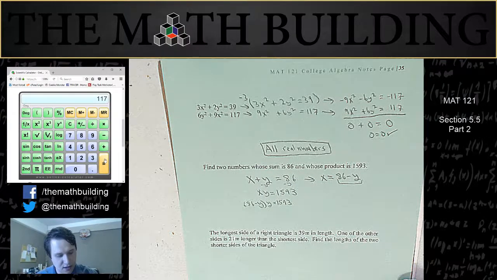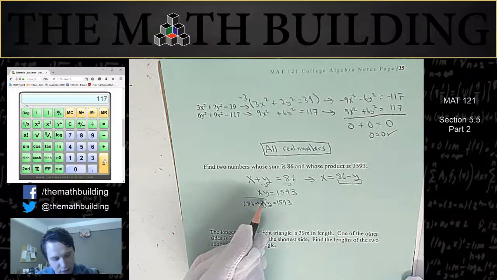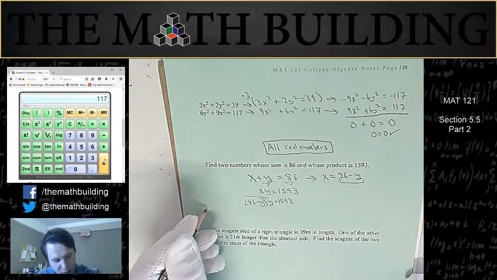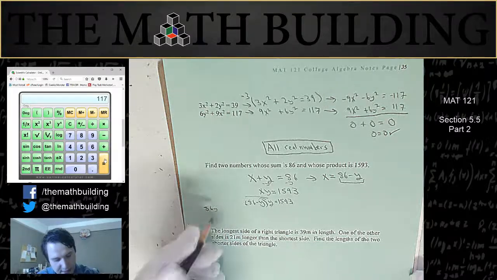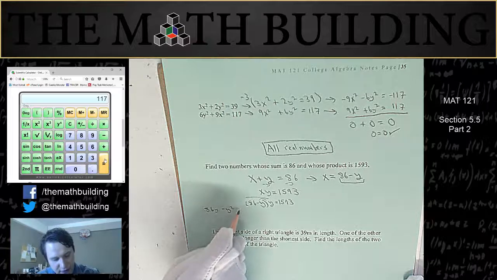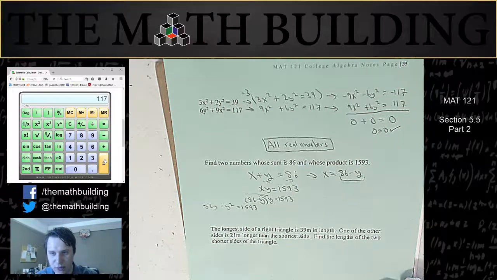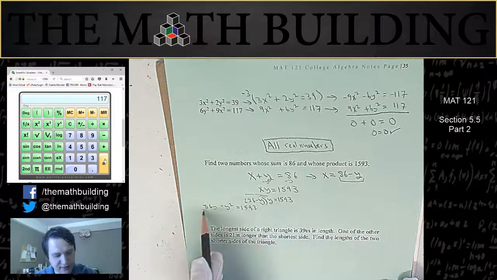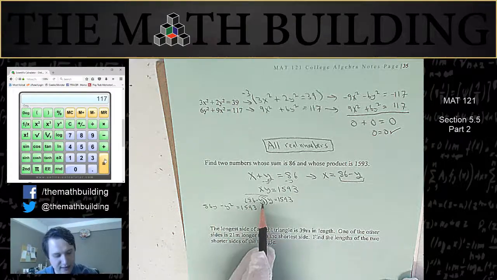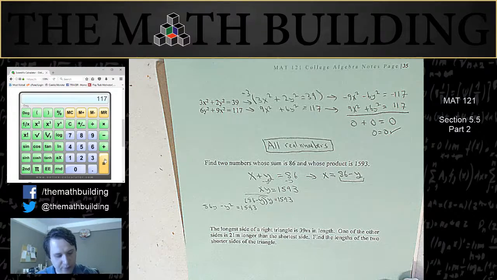Okay? Now we can just solve this equation. So let's distribute. 86y minus y squared is equal to 1593. Make sure you agree with me. Y times 86 is 86y. Y times -y is -y squared.